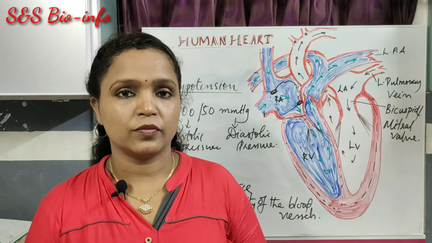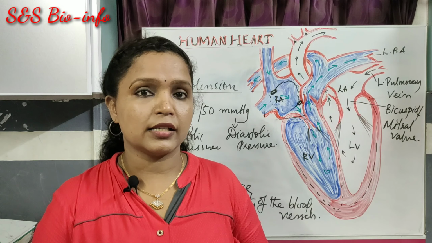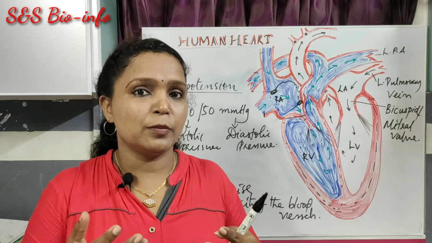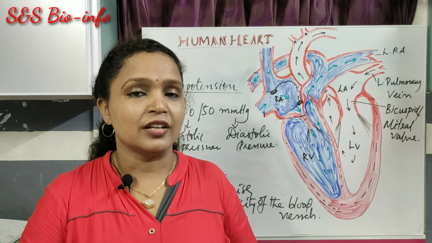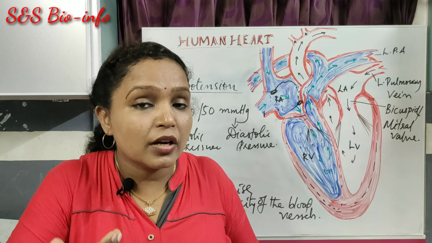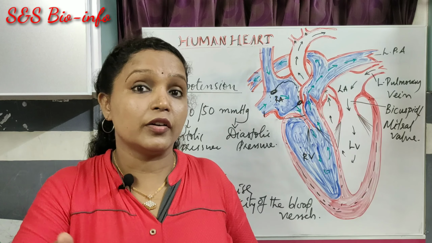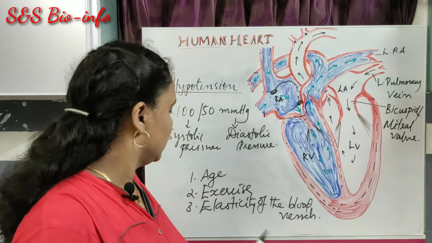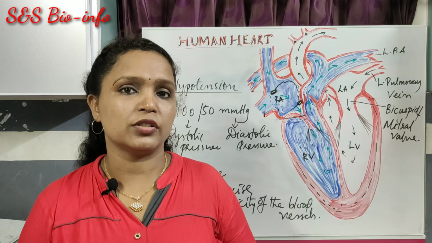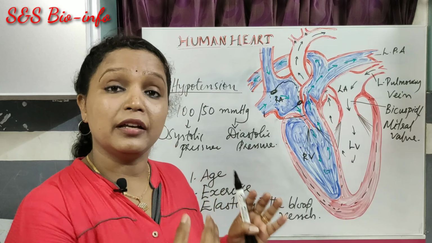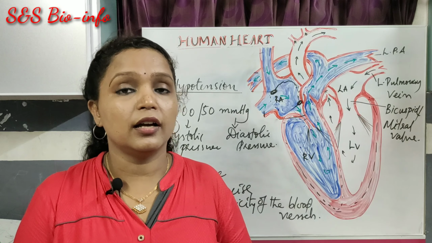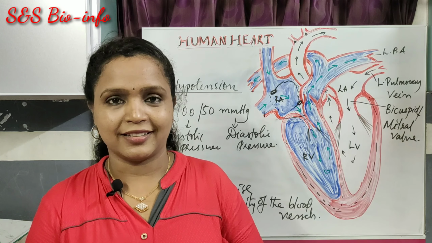Second, exercise. When we do physical exercise, the heartbeat increases. That means the heart rate increases, thereby the cardiac output also increases. It leads to an increase in blood pressure. The next, elasticity of the blood vessel. The elasticity of the blood vessel decreases when the wall of the blood vessel is deposited with cholesterol and calcium. So these three main factors normally affect the blood pressure of a person.